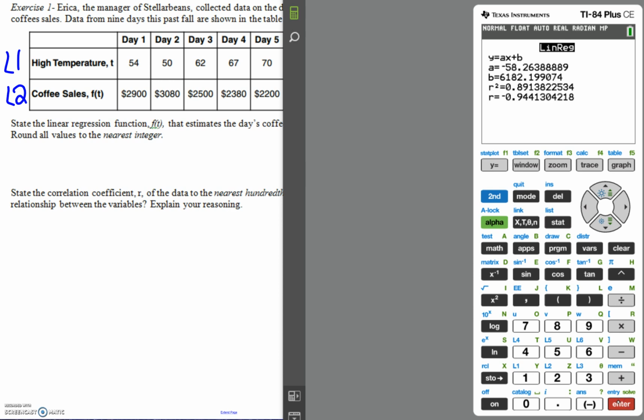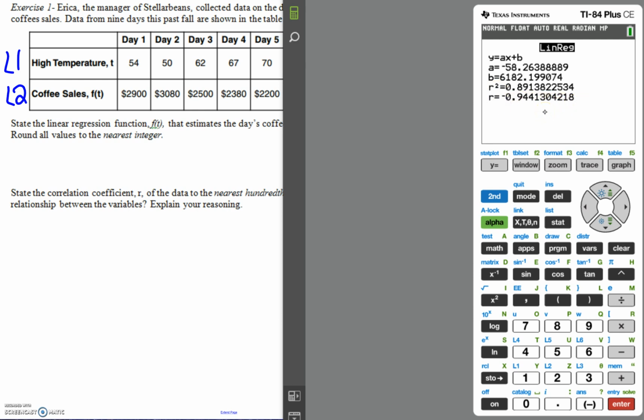Enter, enter, enter. Now you should see 2 more things pop up on your calculator, and those 2 things came from turning your STAT diagnostics on. The R-squared value we are not looking at this year. That is related to a percentage with variance. Again, not responsible for that this year. The important thing that we need is that R value at the bottom. We're just looking at the single R right here.